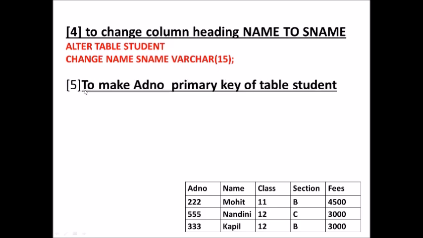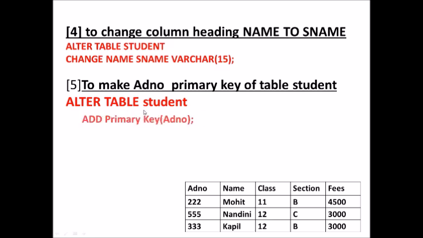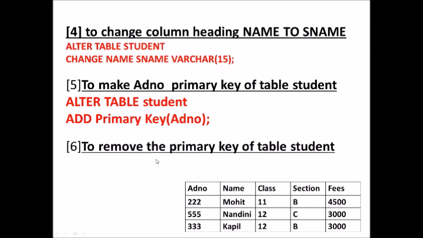Similarly, next, if you want to make this ADNO primary key, suppose you forgot to make it primary key during the creation of the table and now you want to make this ADNO as a primary key, so you can write the command alter table student add primary key ADNO. So it will not add a new column. Instead of that, this column already exists. Now after this command, it will set this as primary key, that is this particular column will not be allowed to hold the duplicate value. That is the property of primary key.